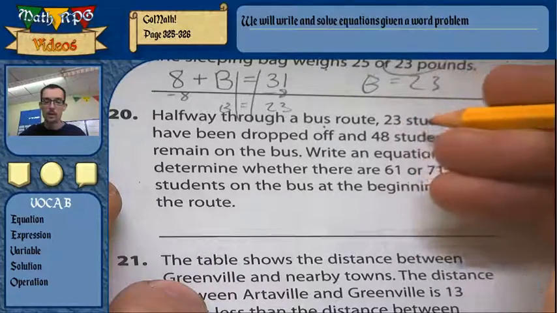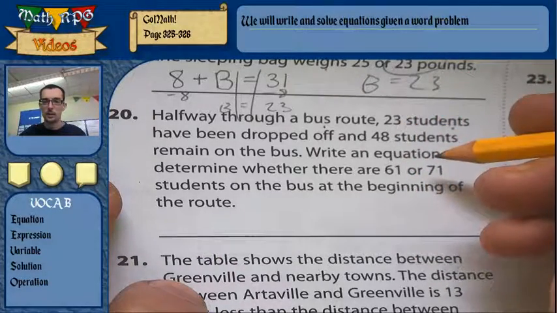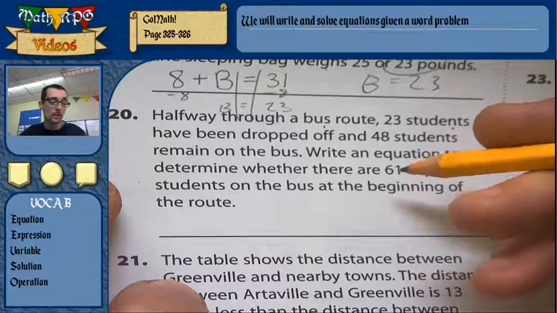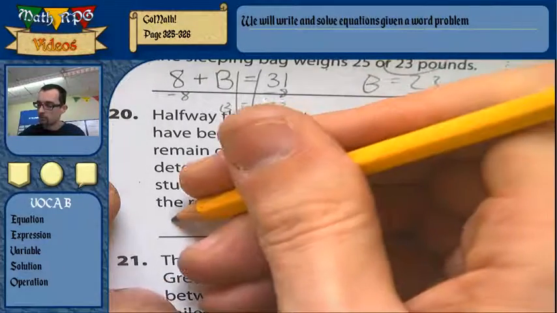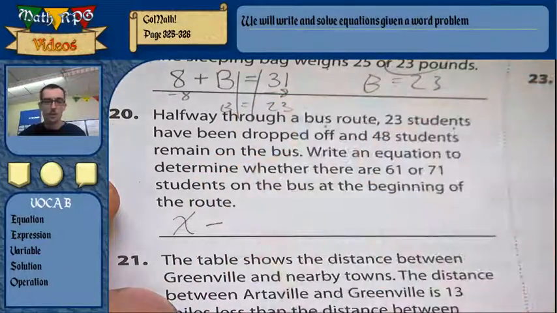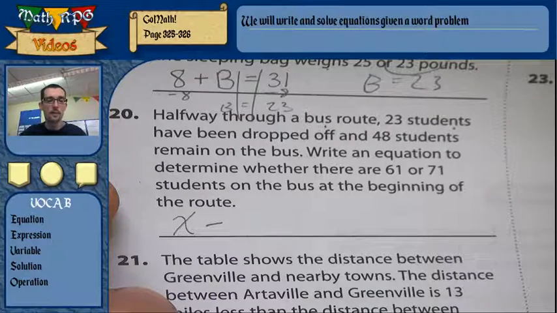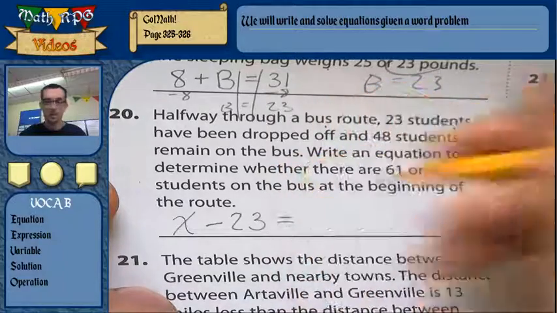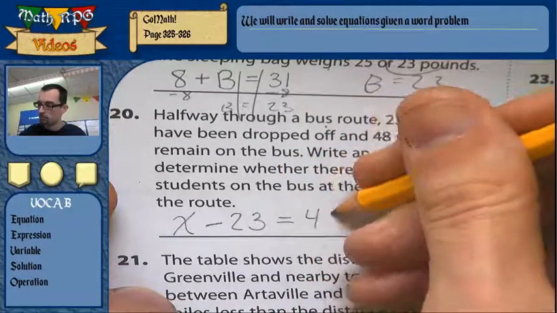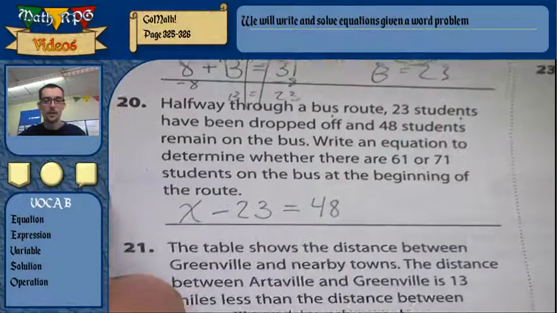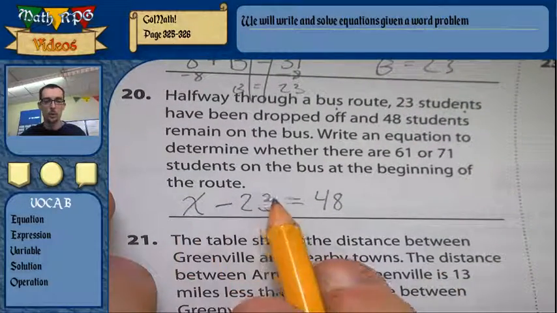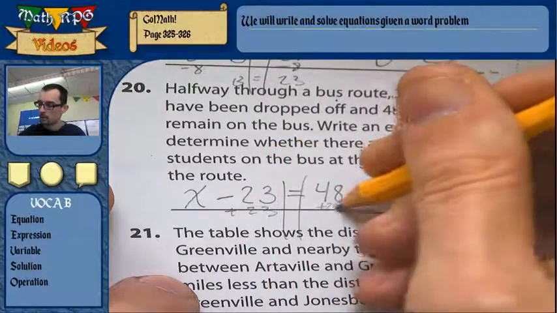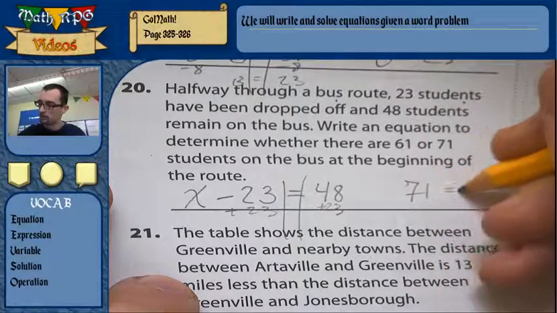So a couple different ways I could write that. I might stay true with this situation, okay? I have some students at the beginning of the bus. I don't know how many there are. We'll call it X. But I know that some students got off, right? So that's subtraction. If you get off the bus, they're subtracting. 23 of them got off. And that leaves me with 48. Okay? So I want to find out how many there were at the beginning. I'm just going to add 23 and 48. Okay? Add 23. And I get 71. Okay?